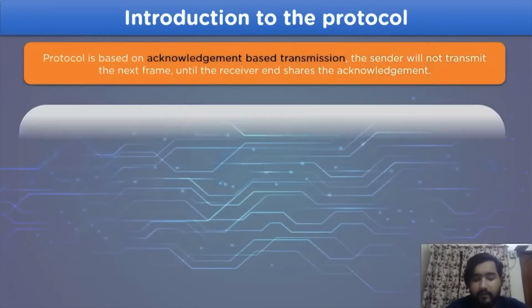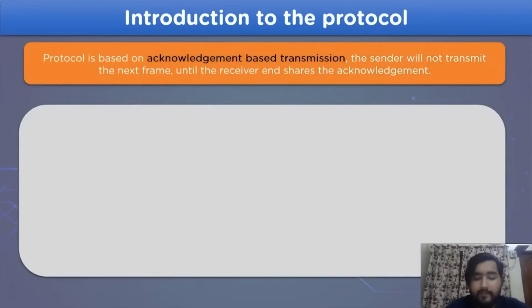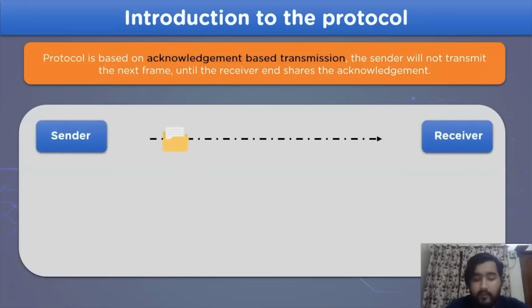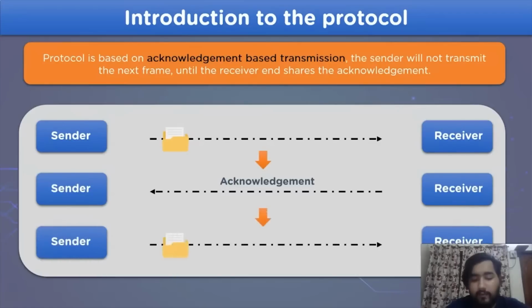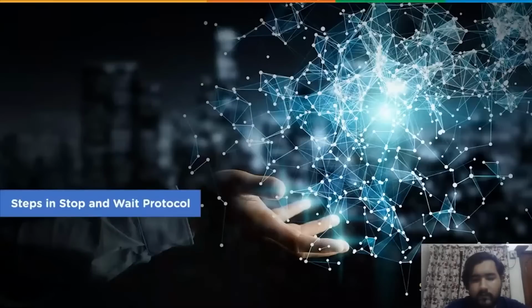For the third point, the stop and wait protocol, as the name suggests, works as follows: when the sender shares a data packet to the receiver end, the sender side has to stop and wait for the receiver side to send an acknowledgement before it starts sending the next data packet. With this point, we are now knowledgeable about the working of the stop and wait protocol at an elementary level. Now let's move on to the next heading. The next heading for the session is steps involved in the stop and wait protocol.